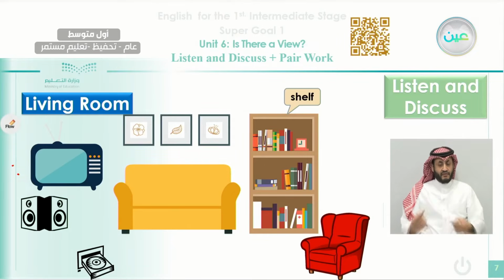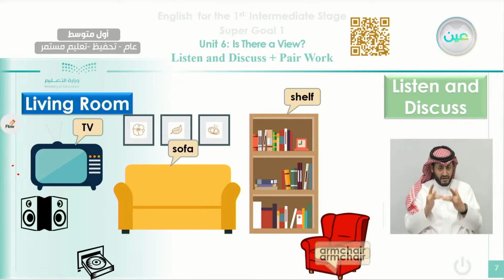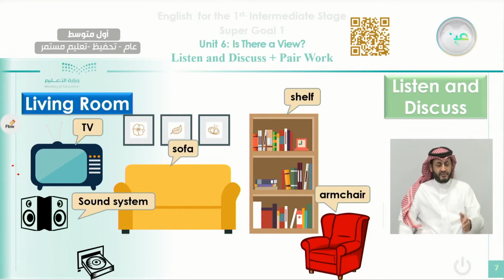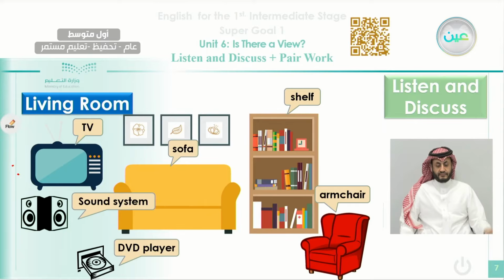That is number one, that we call a shelf. What is a shelf? A shelf is the place that we use to put things like books. You can see here, this is a shelf. And here, that is a TV. And here we call it a sofa, very good. And here we have this one, we call it an armchair. This one is a sound system that we use to play things. Also, this is a DVD player that is also to play something, to listen to.